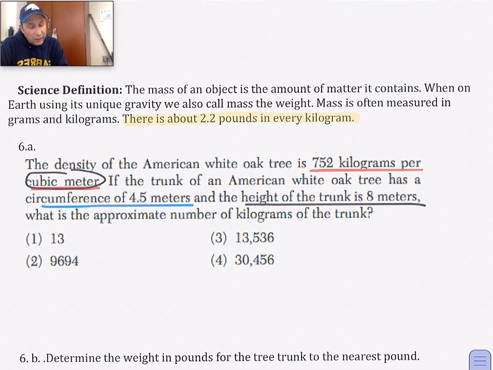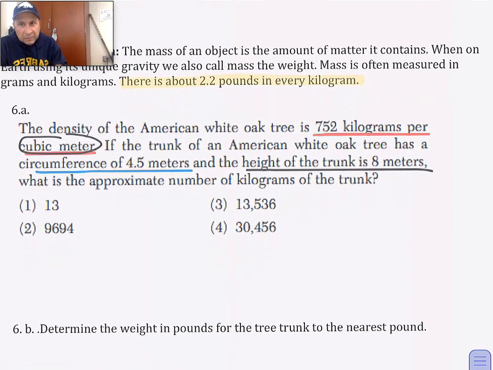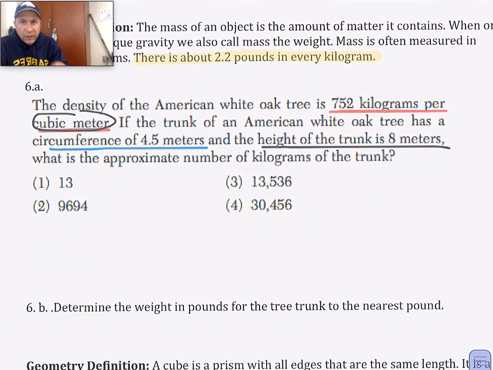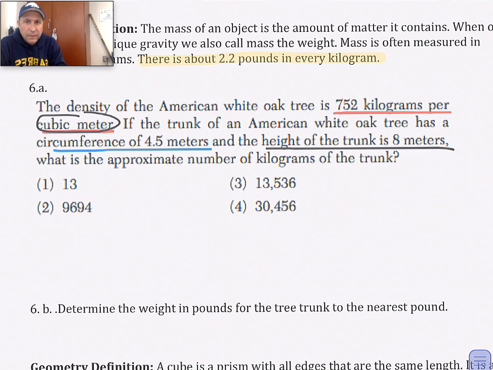So we're going to use that information here to figure out some things about a tree. So why don't you try question 6A and even question 6B. And unpause the video when you're ready to see some solutions.